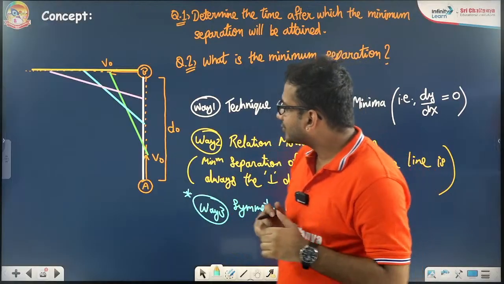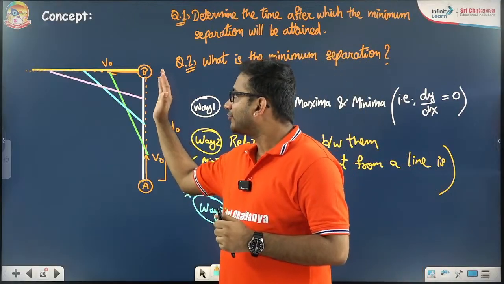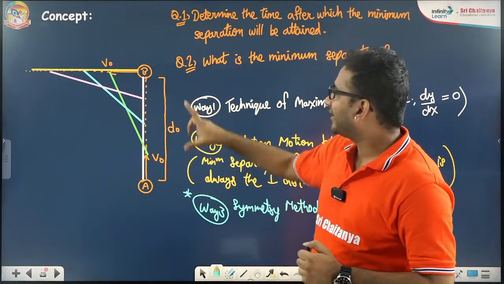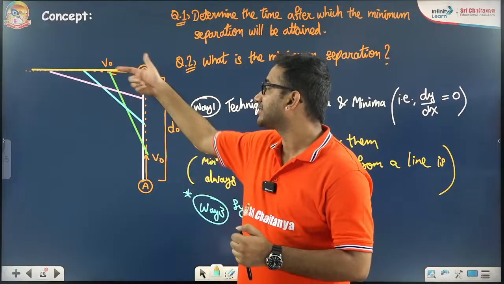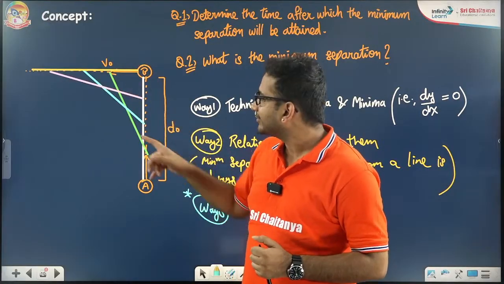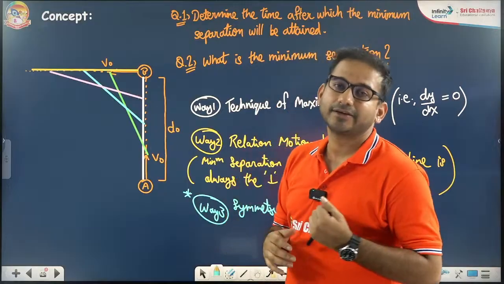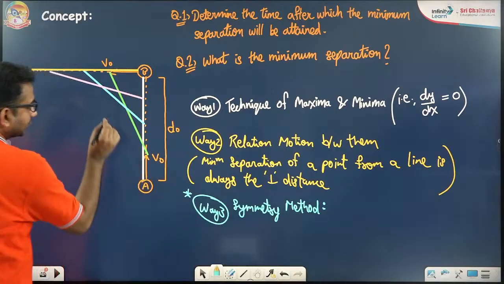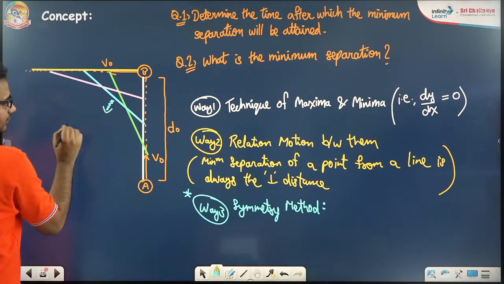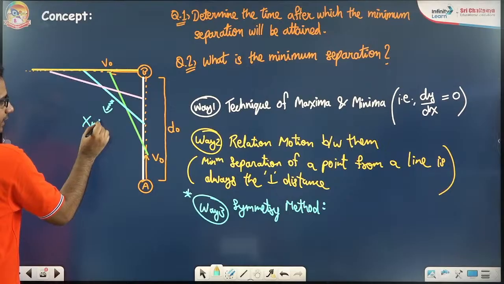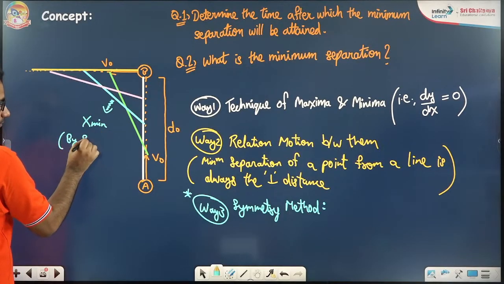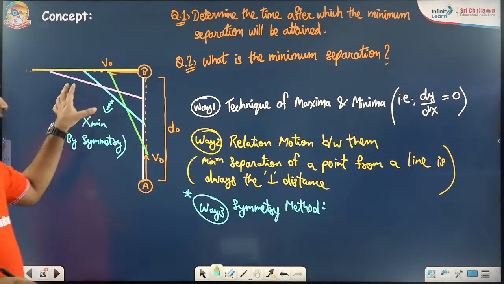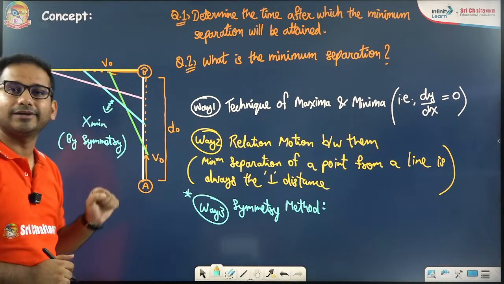In that case, do you observe that the initial distance white color and final distance yellow color, they are going to be the same separations, D0 and D0. Similarly, pink colored and green colored are going to be almost similar separation. The blue colored line over here, I will say that will be the X minimum, the minimum separation between them by symmetry. The shortest length line is this blue colored line by symmetry.